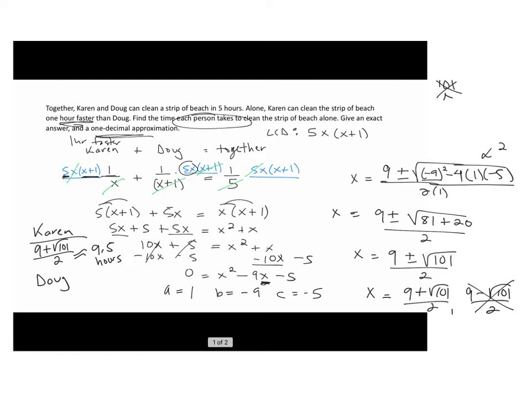Doug then is going to be one more. So 1 in halves is 2 halves, plus 9 is 11 halves plus root 101 over 2. And that should be 1 hour more, 10.5. So check that in the calculator and make sure. And that works out. So that answers the question for how long it takes them to clean the strip of beach by themselves.